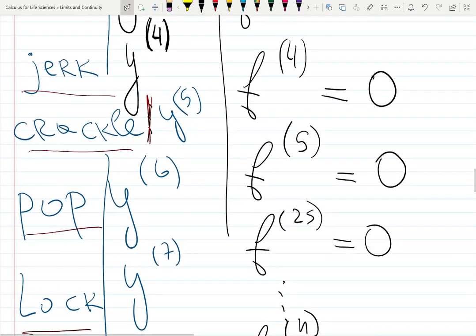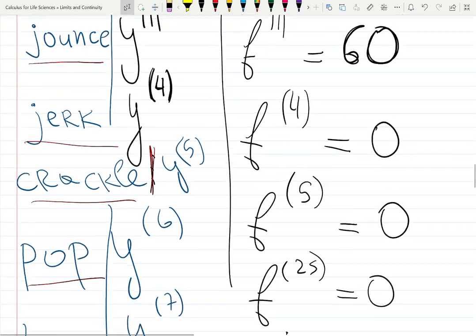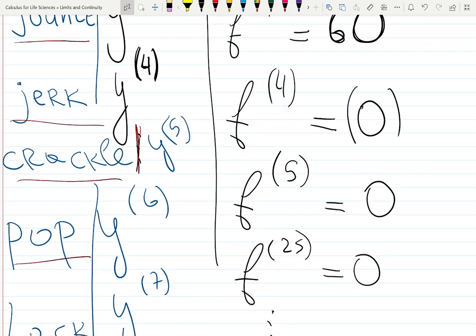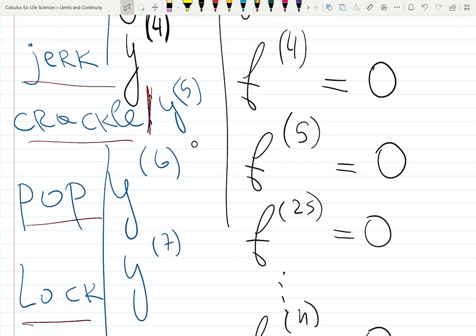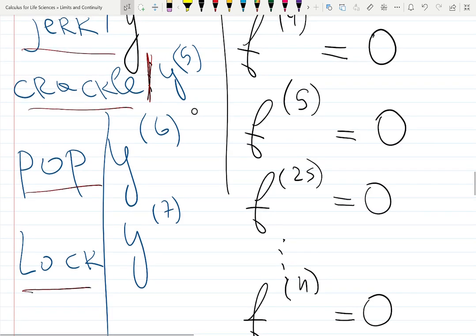Fifth derivative, called crackle, that is how fast the rate of change of the distance. How funny is that? That is called crackle. What is the derivative of 0? Zero. So when you differentiate zero, it still gives you zero. So all other derivatives will be zeros. How fast the crackle changes? It pops. Pretty interesting. The sixth derivative is called pop, and the seventh derivative is called log. That is pretty cool. Pretty cool idea.